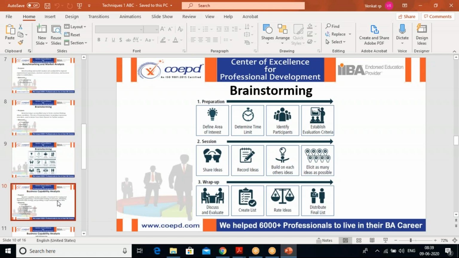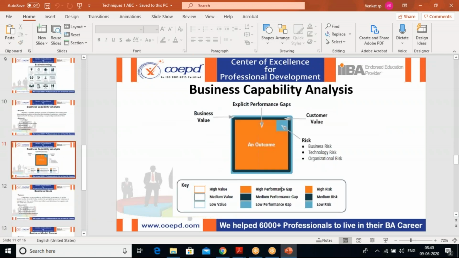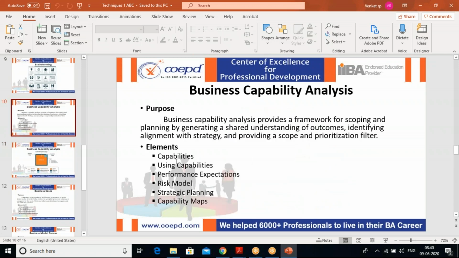Okay, and after that it is business capability analysis. Business capability analysis means we need to understand what capabilities a business has, to what extent you are using these capabilities, what the performance expectations are, what the risk model is, what the strategic planning is, and what the capability maps are. We have to go through it in detail.